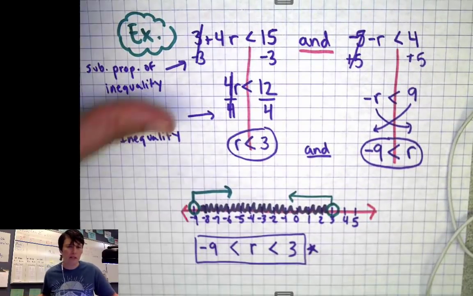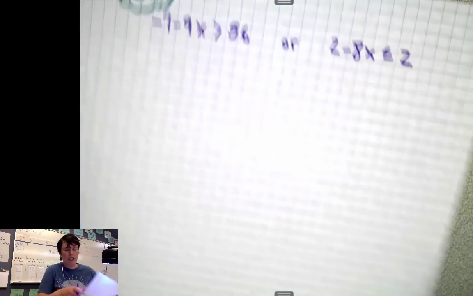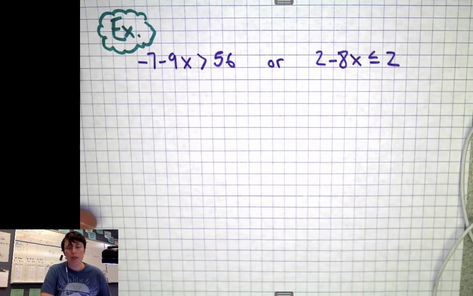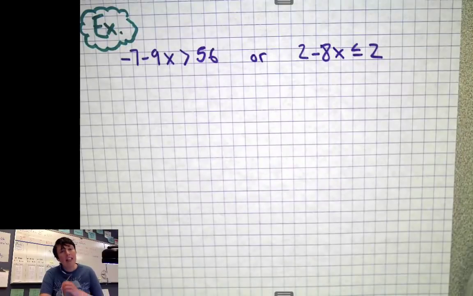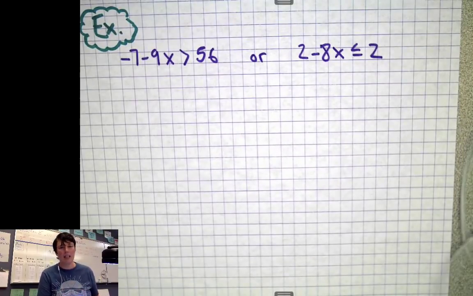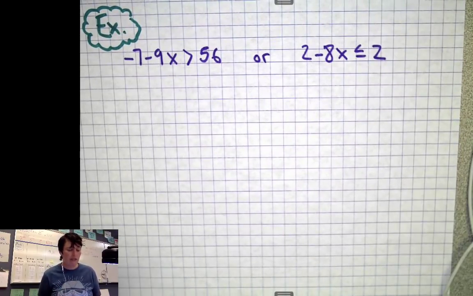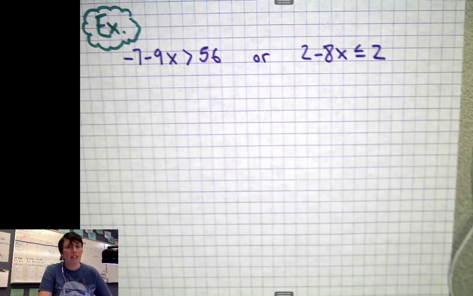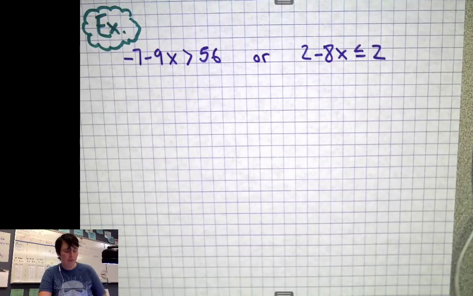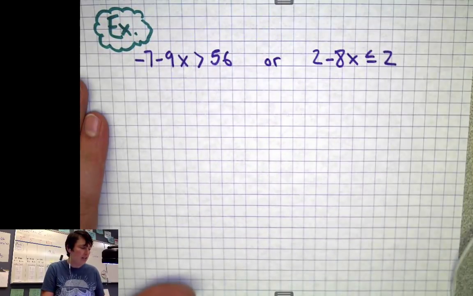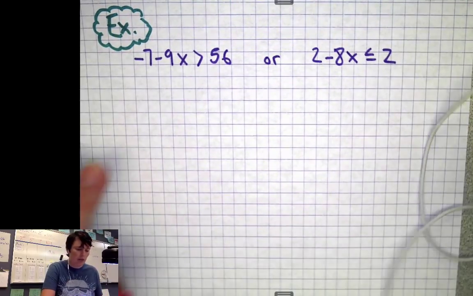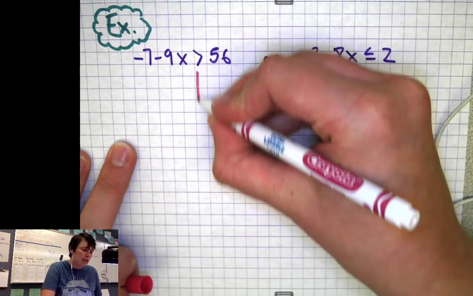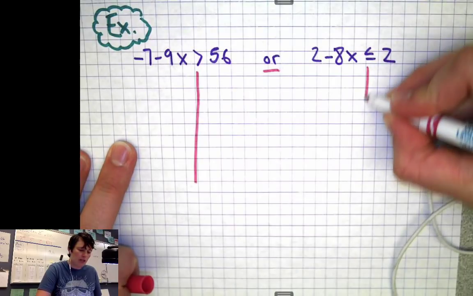We're going to try one more for this video, and we're going to switch gears and try an OR problem. So for your last example in your notebook, we're going to solve negative 7 minus 9x is greater than 56, or 2 minus 8x is less than or equal to 2. So we have 2 different problems. This time we're dealing with an OR situation, so it's going to be a little bit of a different number line. And I'm going to put my line down the symbol here, just like so.